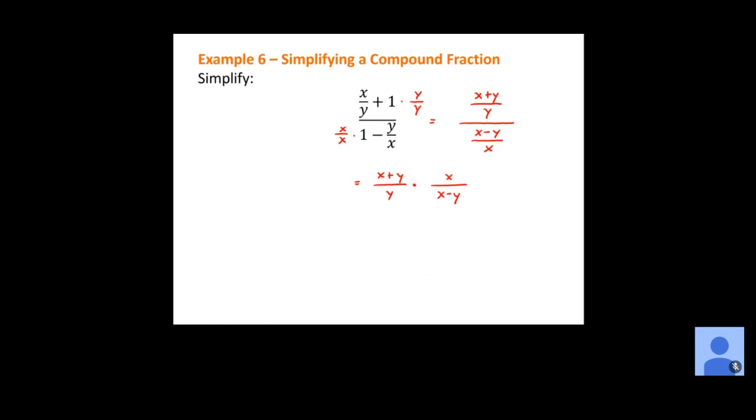So now when I multiply these two fractions together, what's my numerator going to be? Good. So we can just write that as x times x plus y. If you want to distribute that out, feel free, right? You get x squared plus xy. What about our denominator? Good. So now we've got a y times x minus y.